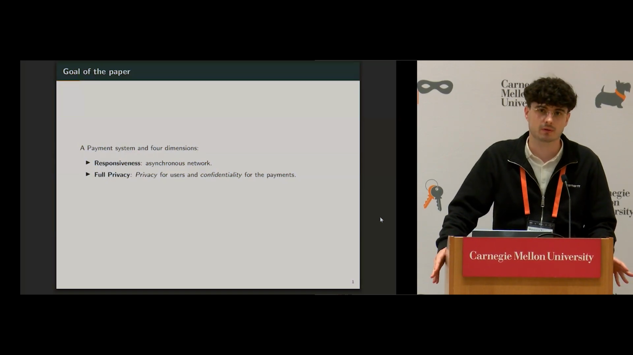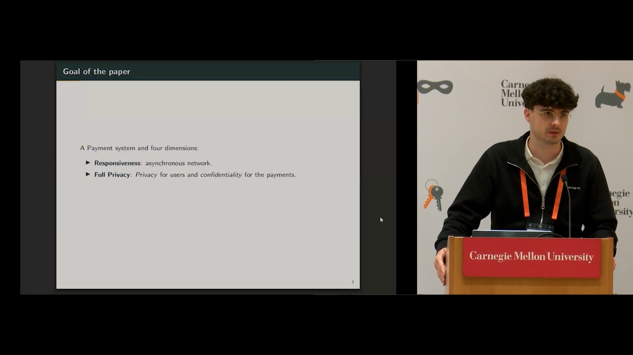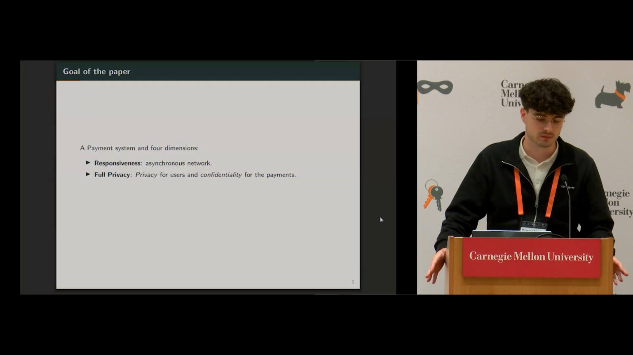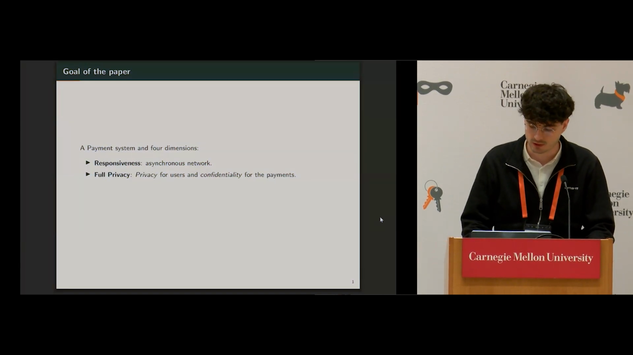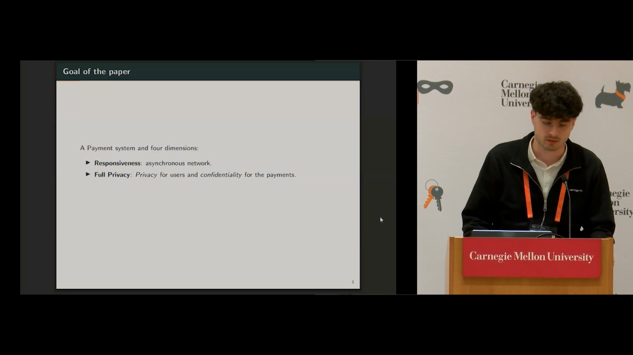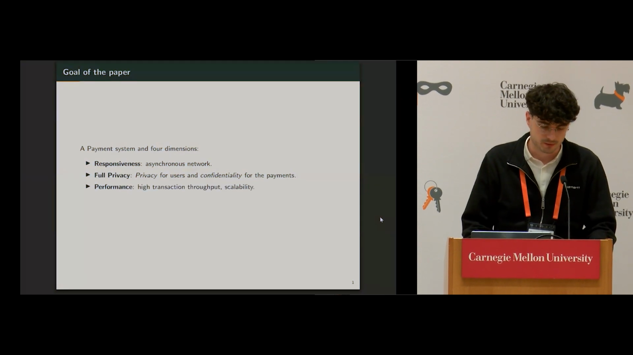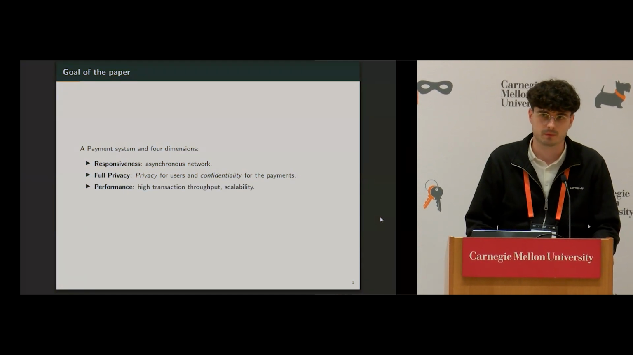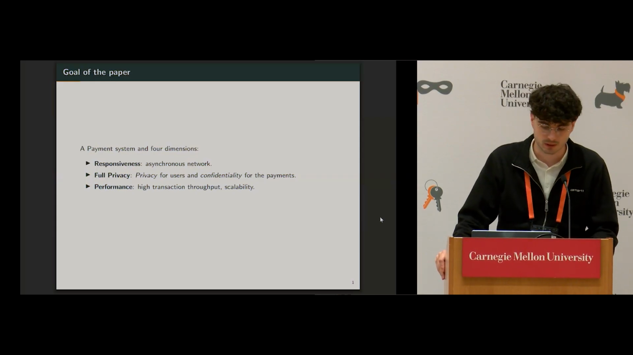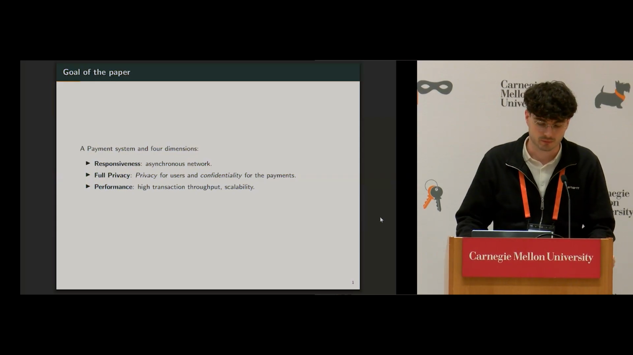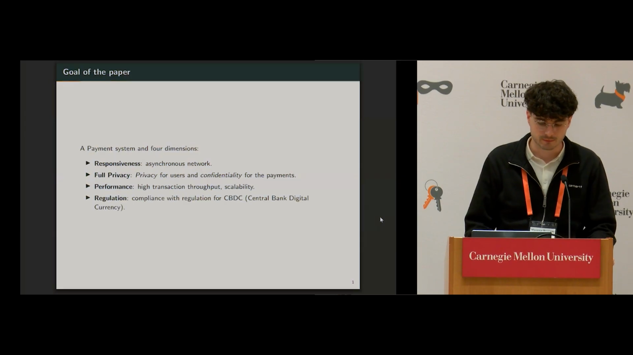Privacy for the users, which guarantees that when they make or receive a payment, their identity isn't leaked. And confidentiality for the payments, which guarantees that the amount of payments is hidden. Performance, since we want to design a payment system that can be used in the practical world, so high transaction throughput. And finally, regulation.